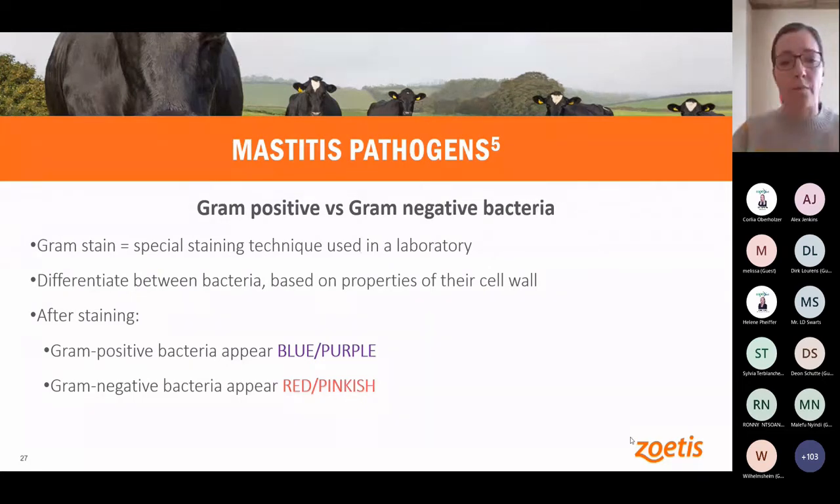Depending on the bacteria and the bacterial wall properties, it will either retain the crystal violet stain, or not. If it doesn't retain that stain, it's washed off by the alcohol, and it will retain the reddish-pinkish safranin stain. That can be used to differentiate under a microscope: are we dealing with a gram-positive bacteria, or a gram-negative bacteria? The gram-positives will appear bluish-purple, and the gram-negative ones will appear reddish-pink under the microscope.